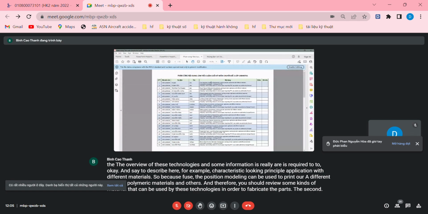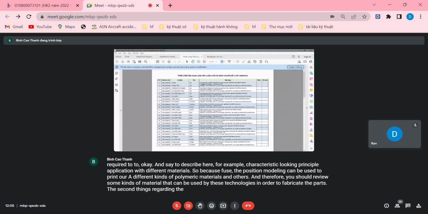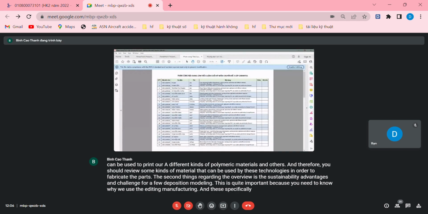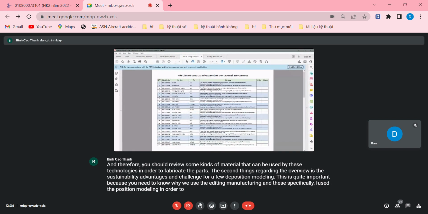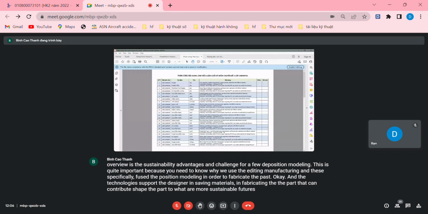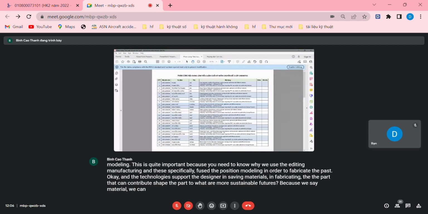The second thing regarding the overview is the sustainability advantages and challenges for fused deposition modeling. This is quite important because you need to know why we use additive manufacturing, and specifically fused deposition modeling, to fabricate the parts. How can the technology support the designer in saving materials and shaping the part toward a more sustainable future? Because we save material, we can fabricate the optimized part.